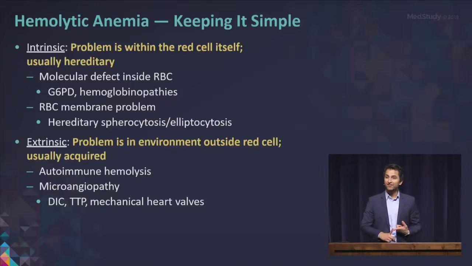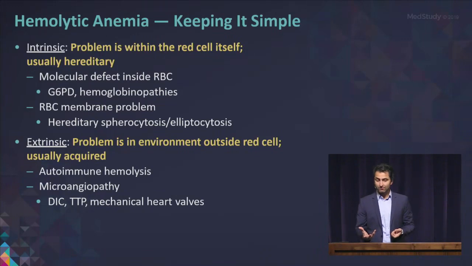You can have an intrinsic hemolytic anemia, and that means the problem is within the red cell itself. And these are usually, with a few exceptions, usually hereditary. So you could have a problem inside the red blood cell, such as G6PD deficiency, which is an enzyme problem, or hemoglobinopathies, sickle cell, thalassemias. Or it could be a red cell membrane problem, hereditary spherocytosis, and so on. So intrinsic problem in the red cell, usually hereditary.